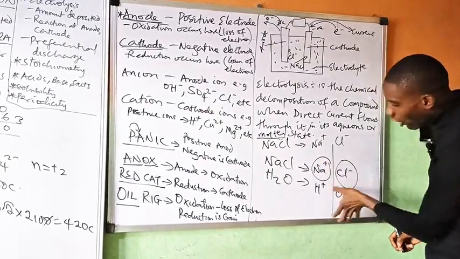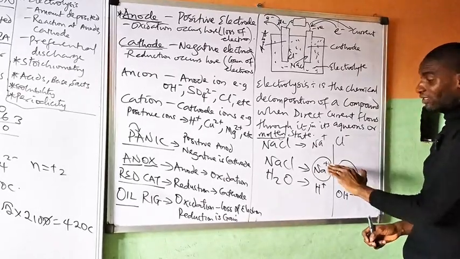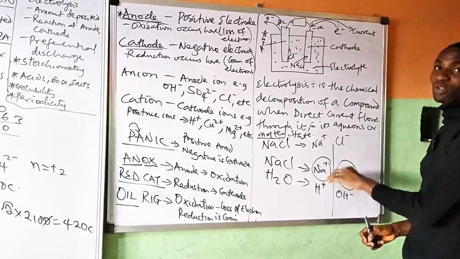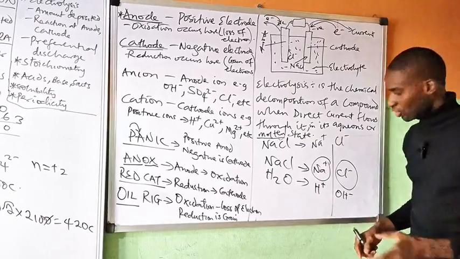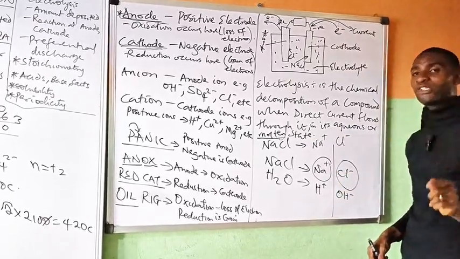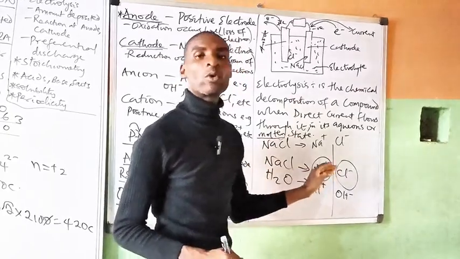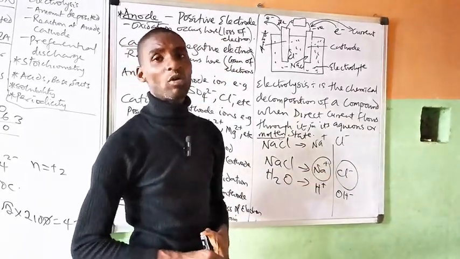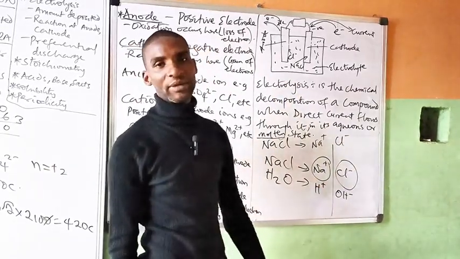That means we have four options, unlike the molten state where we had only two, and it was easy to just say Na+ goes to the negative electrode and Cl- goes to the positive. But when you have four options, out of these two, only one will be discharged, and out of these two, only one will be discharged. And that is where the challenge is. So they can ask you which one will be discharged at the anode and which one at the cathode, so you are expected to know how to determine it.